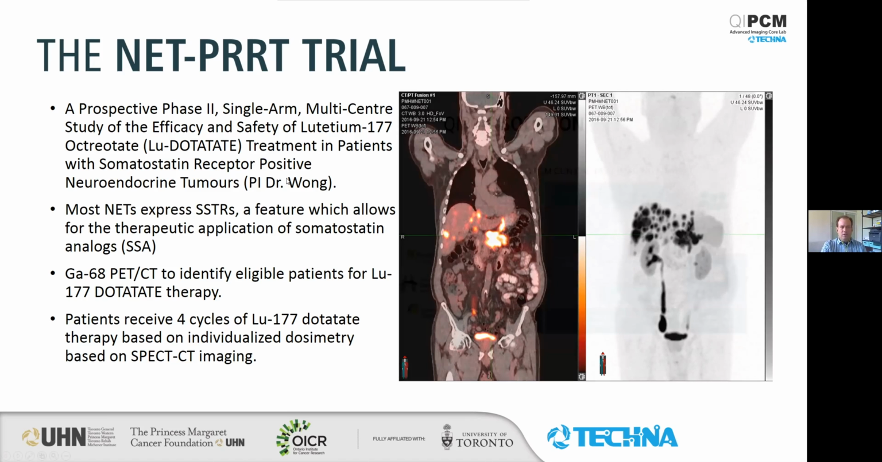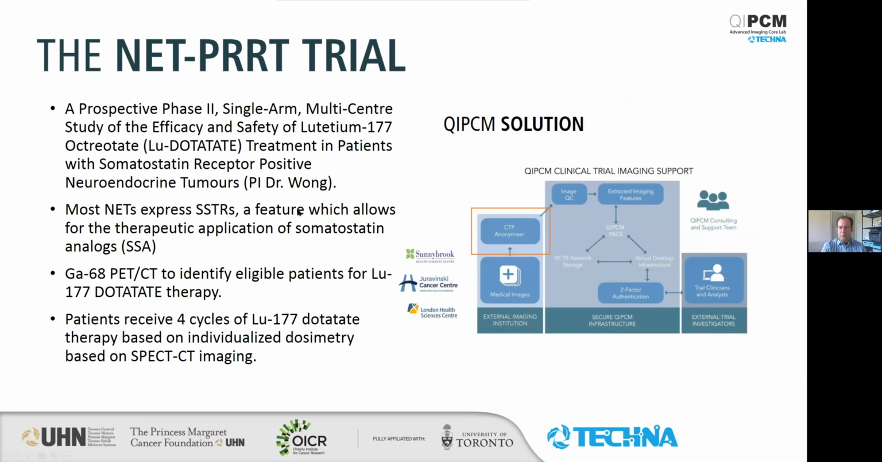So to address these challenges and provide a solution, QiPCM started by configuring CTP pipelines at each of the 4 institutions involved in the trial, such that all their images would be anonymized and sent to our clinical trial PACS. QiPCM then reviews these images to make sure they adhere to the dosimetry guidelines for the SPECT images. We're then able to develop a LuDOTA dosimetry extension for MIM, which can perform the cycle-to-cycle dosimetry and produce reports for the physician and physicist.